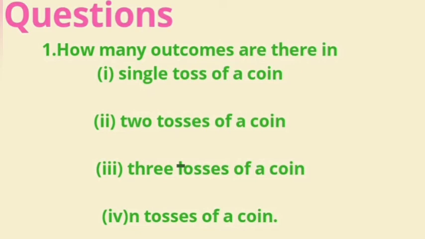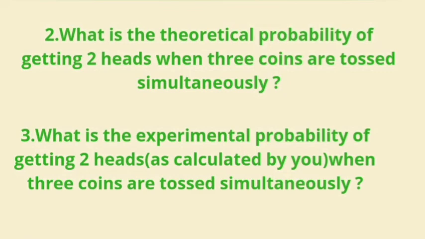So moving ahead, we have the next question with us, which says, what is the theoretical probability of getting 2 heads when 3 coins are tossed simultaneously? So we know total 8 cases are possible over here, and then we can see all cases in which we can get 2 heads and calculate this probability.